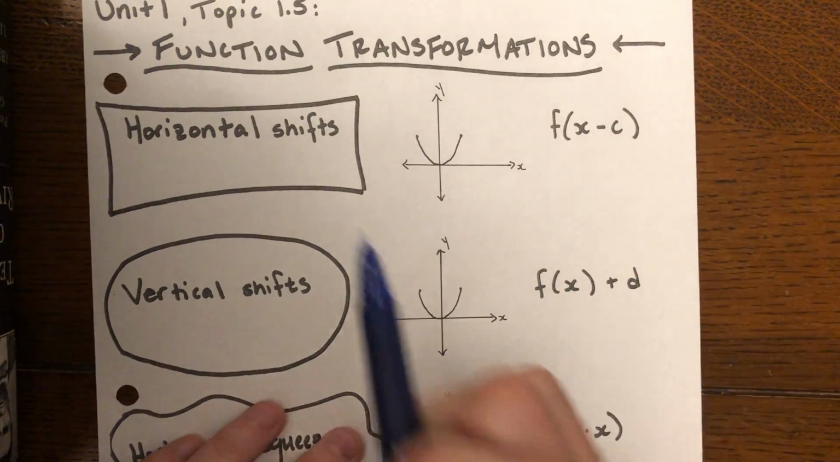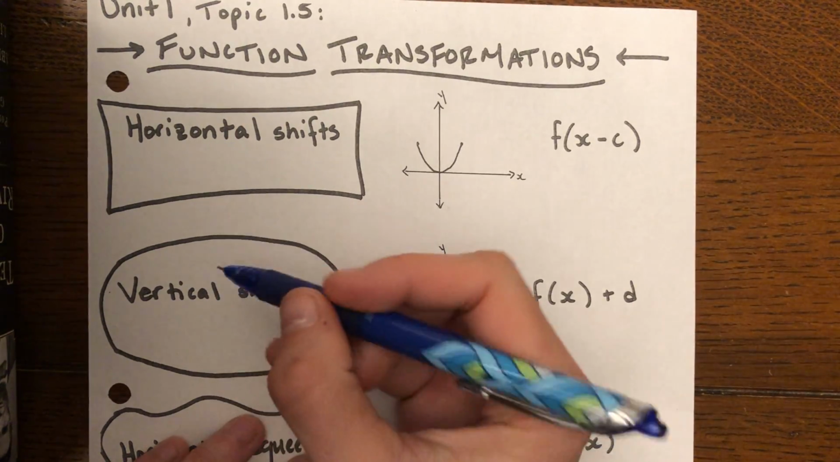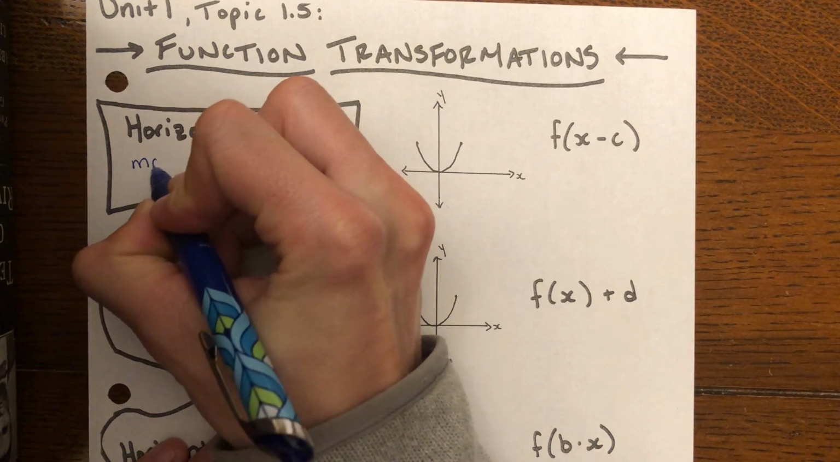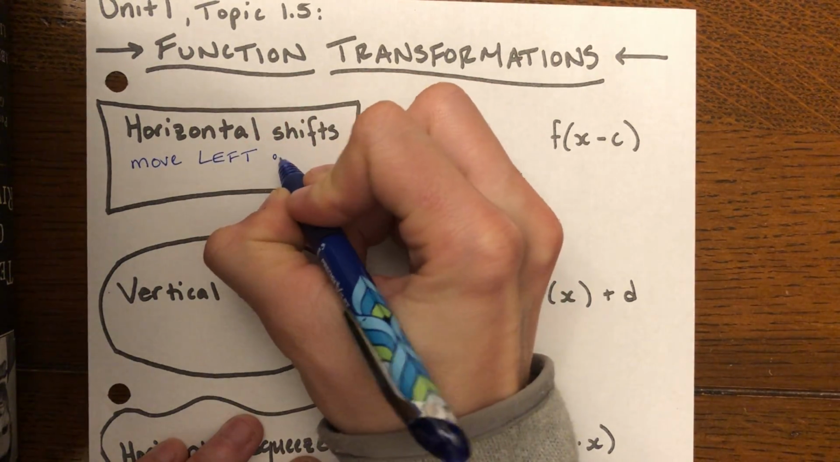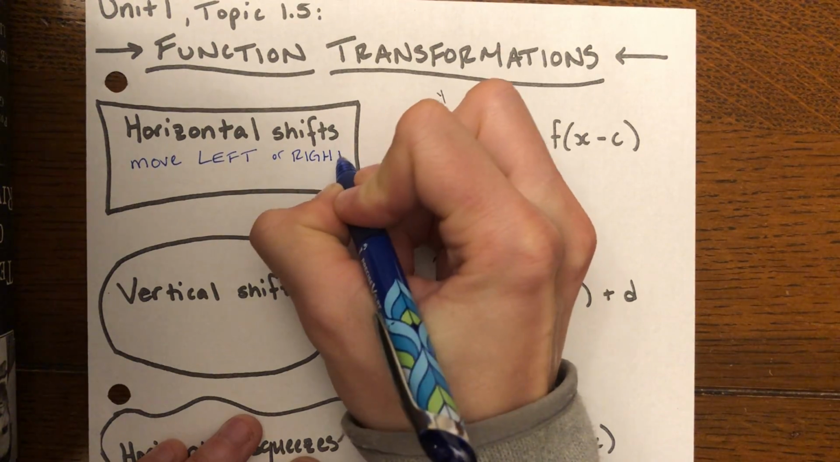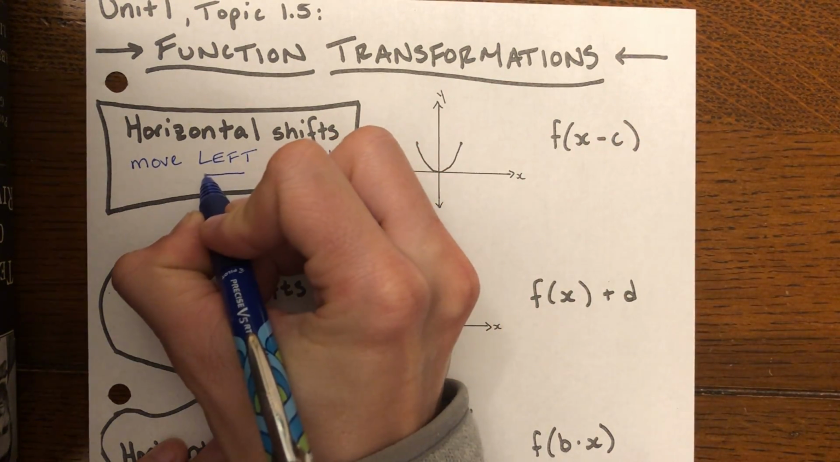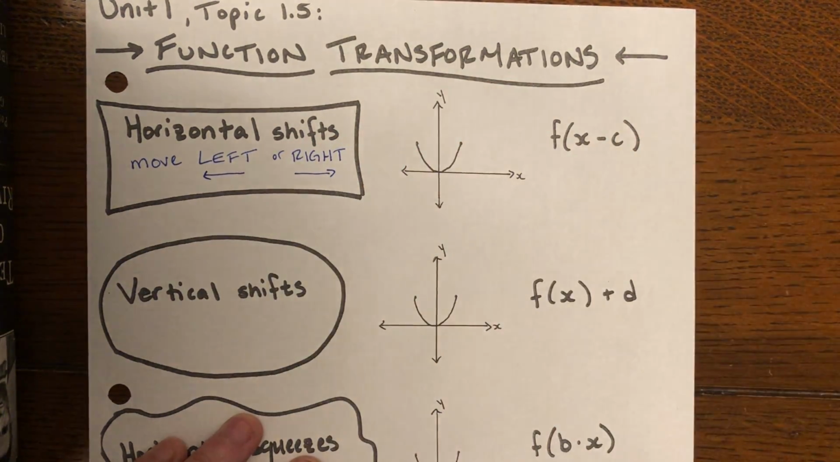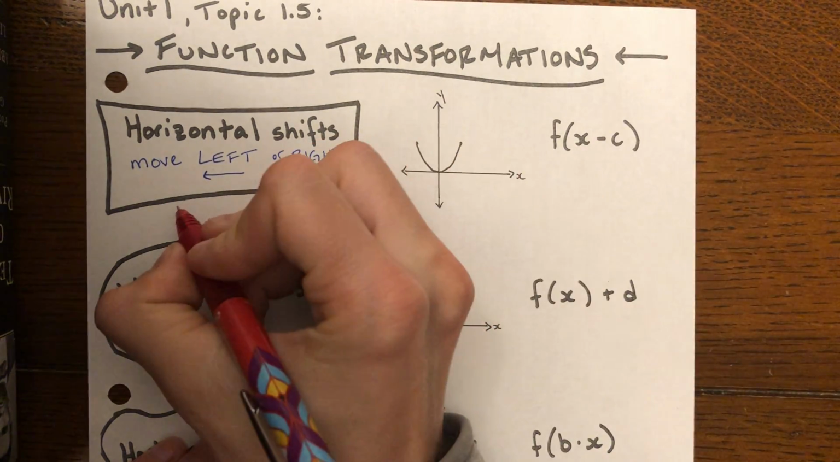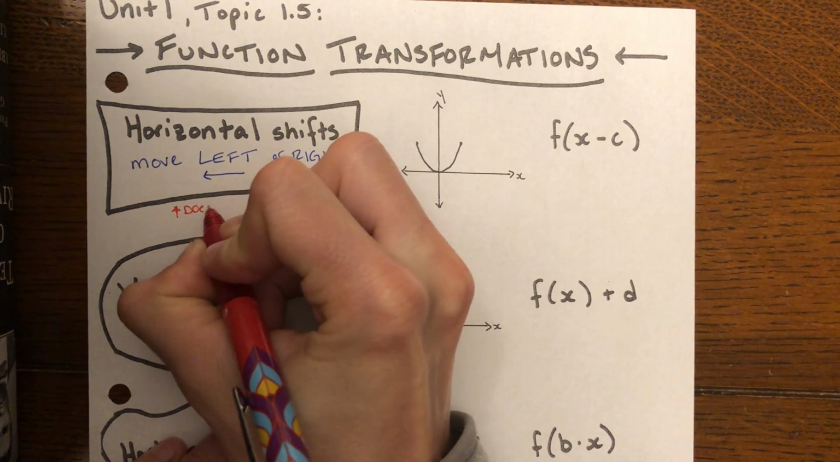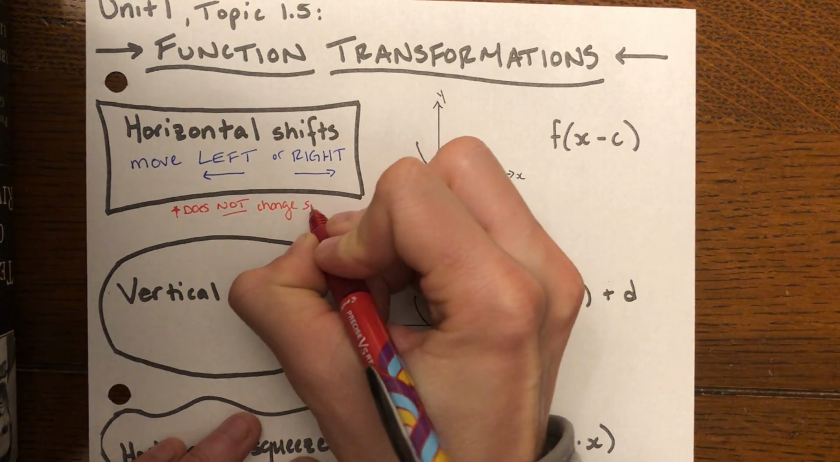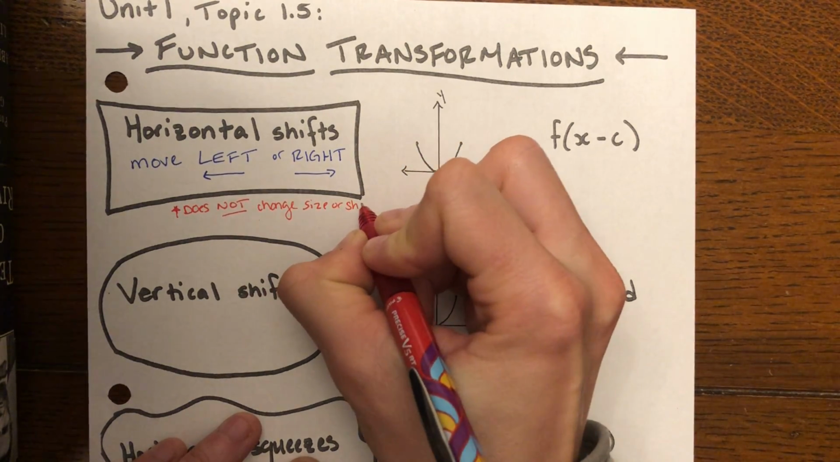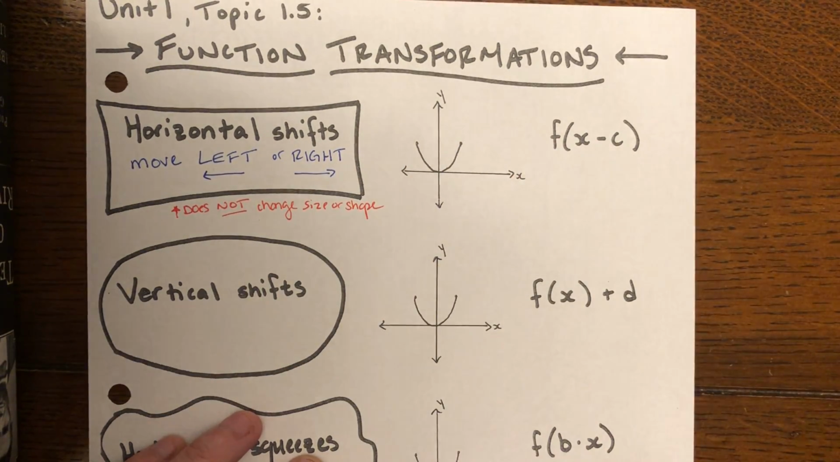All right, let's start with horizontal shifts. Horizontal shifts is when we move a function left or right. So our function goes this way or our function goes this way. And it's important to note that this does not change the size or shape. So my function stays the exact same size.